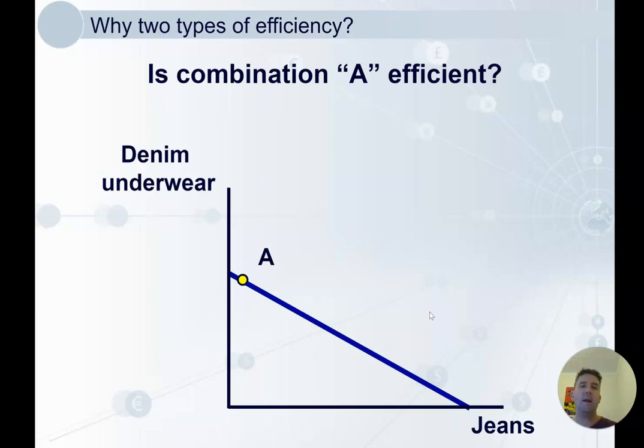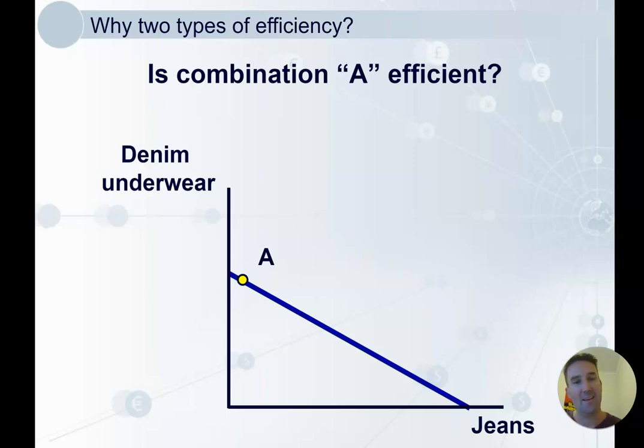So is combination A efficient? Here we've got this made up economy. Remember, we're assuming we've got denim underwear on the y-axis and jeans on the x-axis. Firstly, it's a straight line because they use the same resources, right? They've got a factory where they can sew, and they use the same material, denim. So that's why we've got the straight line for one thing. But is it efficient? Have a think, pause for a sec.